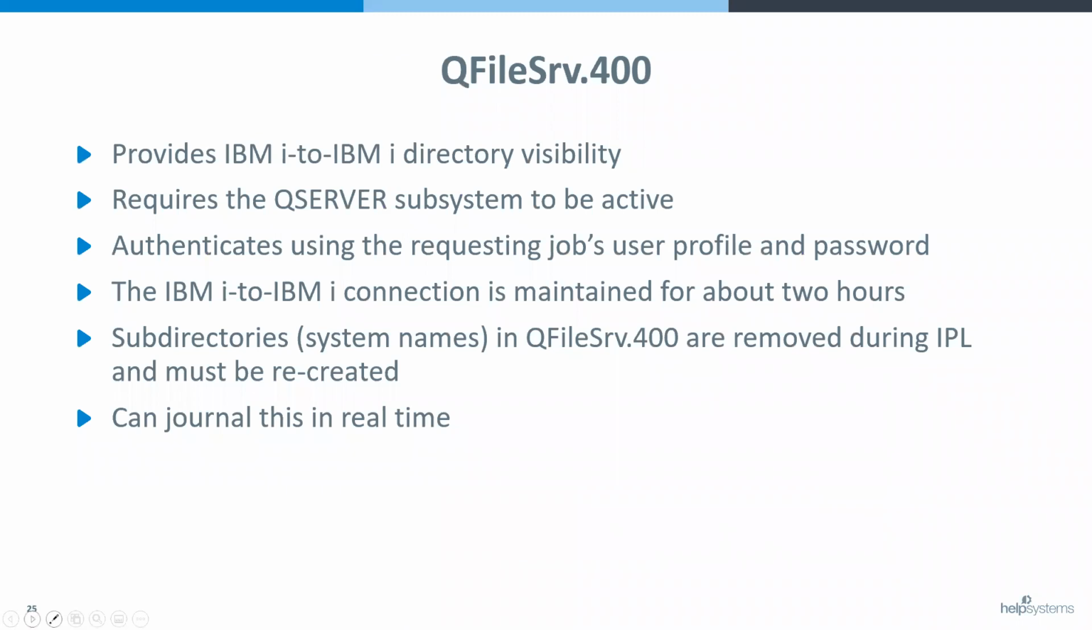Okay, then we have the QFileSvr.400, and this was meant to provide IBM i to IBM i directory visibility. It does require a certain subsystem to be active called QSERVER, and then you will be talking through that. The authentication's done through typical user profile password type functions, but IBM i connections, if not used, are dropped. So the system will maintain an active connection for a couple of hours, I don't know the exact number on that, but it will stay connected and then drop after a while.